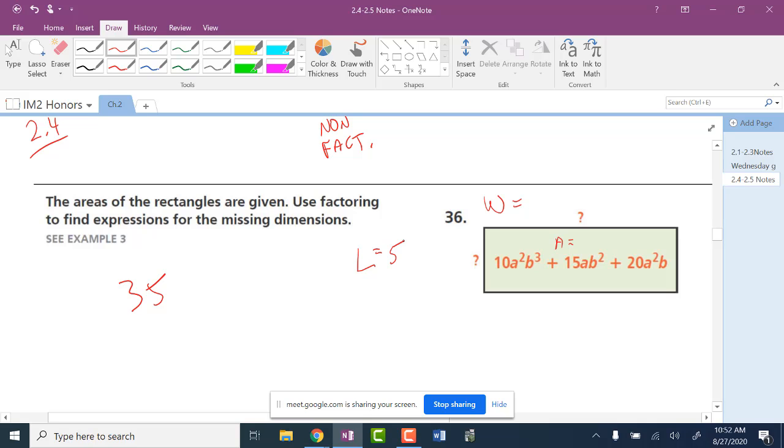For 10, 15, and 20, it's 5. A squared, A squared, A. B cubed, B squared, B, B. Then that makes the width, length times width, a polynomial of 3 terms. What's left over? 2A, B squared. Because length times width, you'd have to distribute this in order to multiply length times width to get area. Plus 3A, A and an A pulled out, so no A, B squared B, B left over.